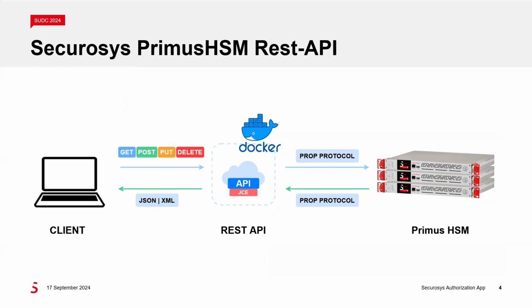We have a client and the REST API, which is running in a Docker container. The client communicates over HTTP with the very well-known verbs POST, GET, PUT, and DELETE. After receiving the client request, the REST API establishes a connection to an HSM or an HSM cluster, load balanced for sure, and speaks the proprietary protocol. The response is returned back, and the REST API returns it in a very slim format such as JSON or XML.